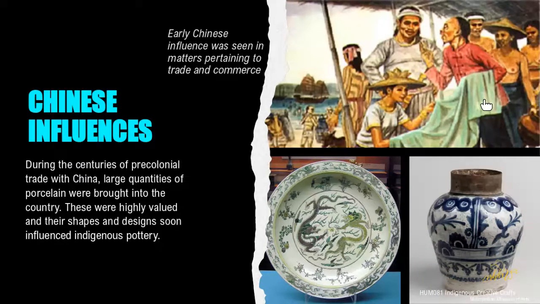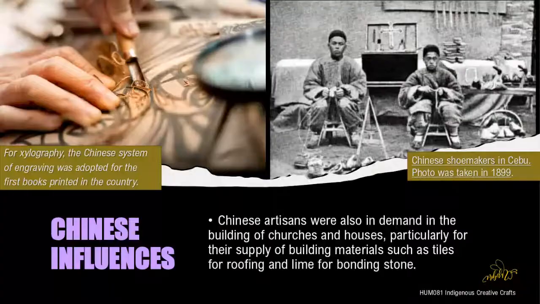So during the centuries of pre-colonial trade with China, large quantities of porcelain were brought into the country, and these were highly valued, and their shapes and designs soon influenced indigenous pottery. So you have the porcelain over here. And then looking further into the Chinese influence, we have also the xylography. The xylography is the Chinese system of engraving, which was adopted for the first books printed in the country. So that engraving is xylography.